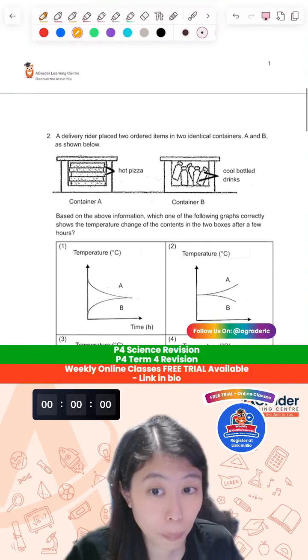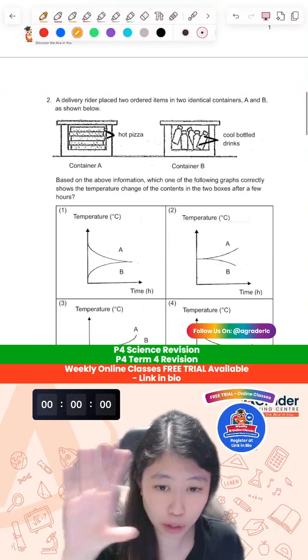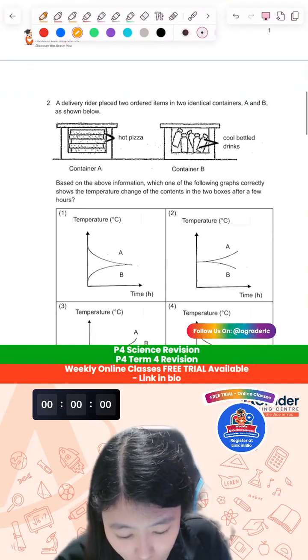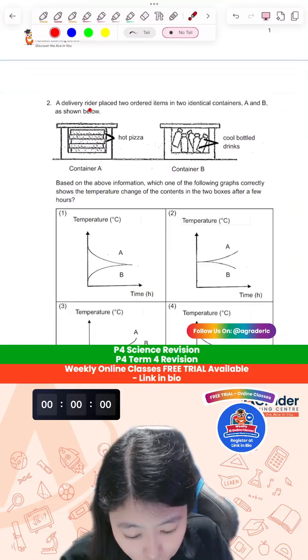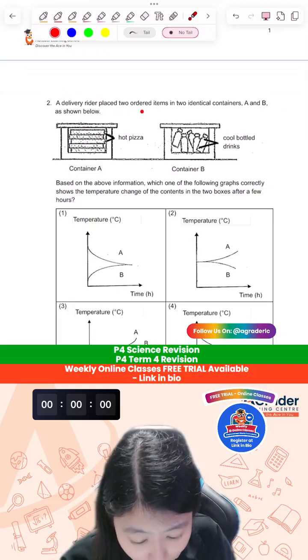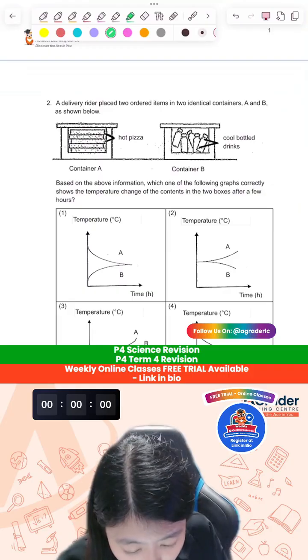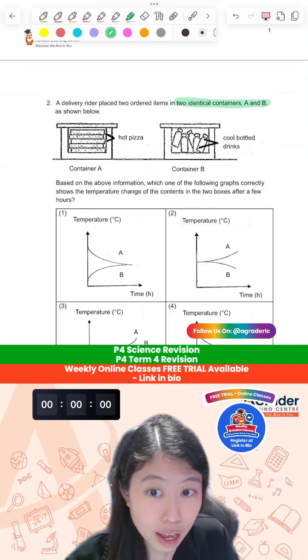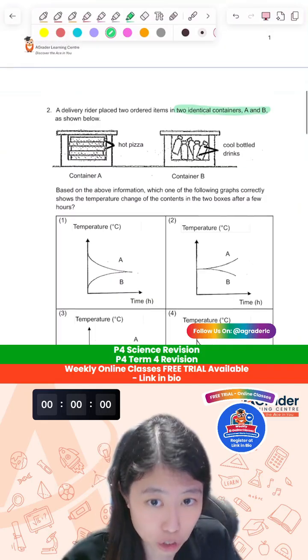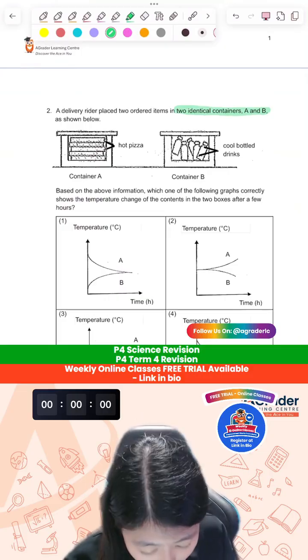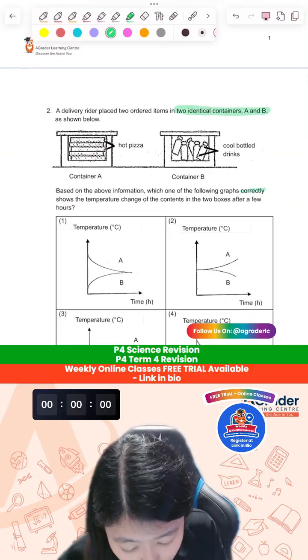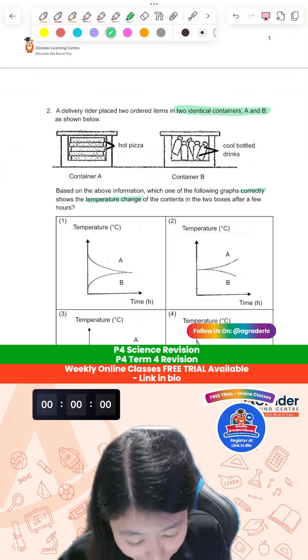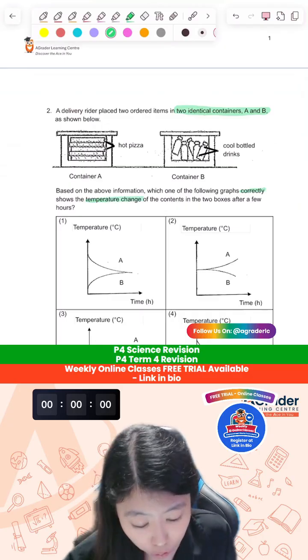I'm going to show you the top part first, if not you'll get blocked by the headers on top. Over here it says that a delivery rider placed two ordered items in two identical containers A and B as shown below. Based on the above information, which one of the following graphs correctly shows the temperature change of the contents in the two boxes after a few hours?